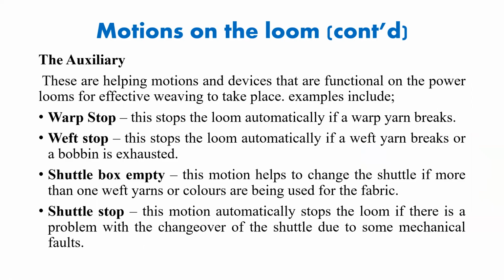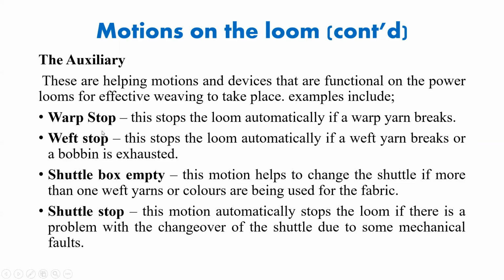That one happens in the industry where they use the power looms. The power looms, because they are operated by electricity and are automatic, when there is a problem with the weaving, the machine will automatically stop. And when it stops, there will be an indicator indicating to you that there's something wrong. Then you check the indicator. The indicator will tell you what is wrong. Then you go and fix it and start the machine. So these are helping motions and devices that are functional on the power looms for effective weaving to take place.